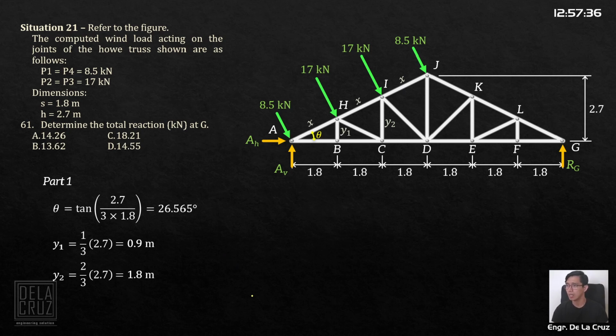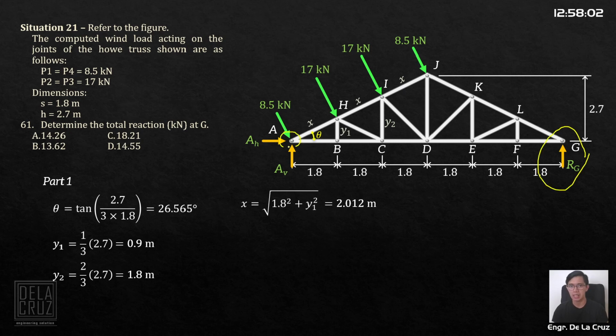Now, after natin makuha yung Y2, yung X naman, kunin natin. Ito na lang, consider na lang natin itong maliit na triangle. So, by Pythagorean theorem, X is the hypotenuse. Square root of 1.8 squared plus Y sub 1 squared. Y sub 1 known, kuha natin siya. 2.012 meters. Okay? So, paano kunin si R sub G?